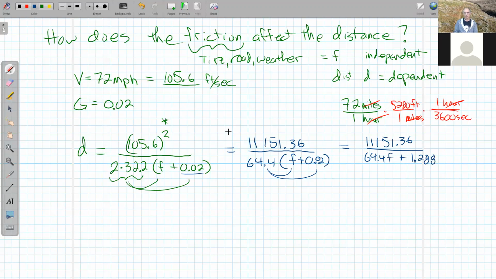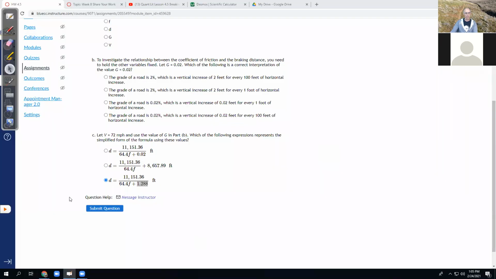Yeah, so here's my cleaned up formula. I squared the top. I multiplied the 2 by 32.2. It gives me 64.4, and then I multiplied that through. So here is my simplified formula. There's really not too much I can do until I know what F is. And I don't know that yet. So that's this one for me, and yours might be in a slightly different order there.